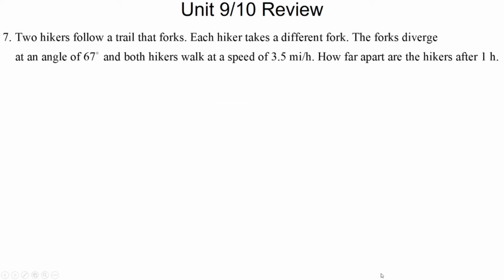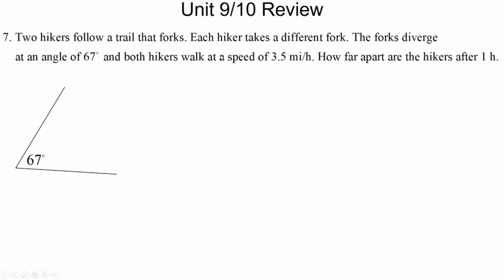All right. Number 7. Two hikers follow a trail that forks. So I'm just going to draw a fork and a trail. There we go. Notice everything perfectly straight too. That always happens in the woods now, doesn't it? Now, each hiker takes a different fork, which you're breaking the rules of hiking in the woods, by the way. So the forks diverge at an angle of 67 degrees. So this angle right here is 67 degrees.